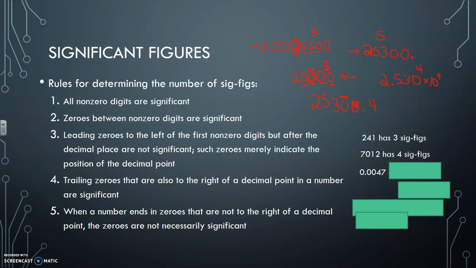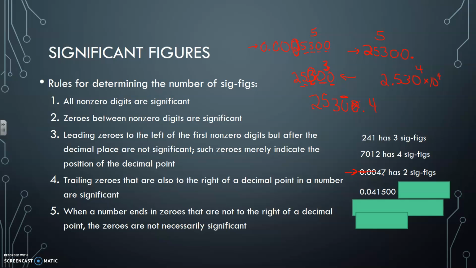What about this one? So you're going to start counting on this side. And you only start counting when you hit the first non-zero number. So none of these zeros are significant. Just the 4 and the 7 are. So you got 2 sig figs.